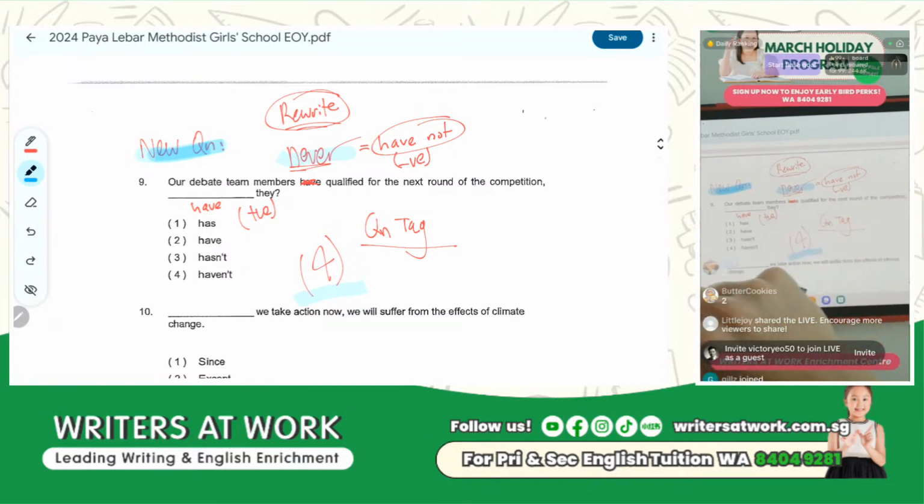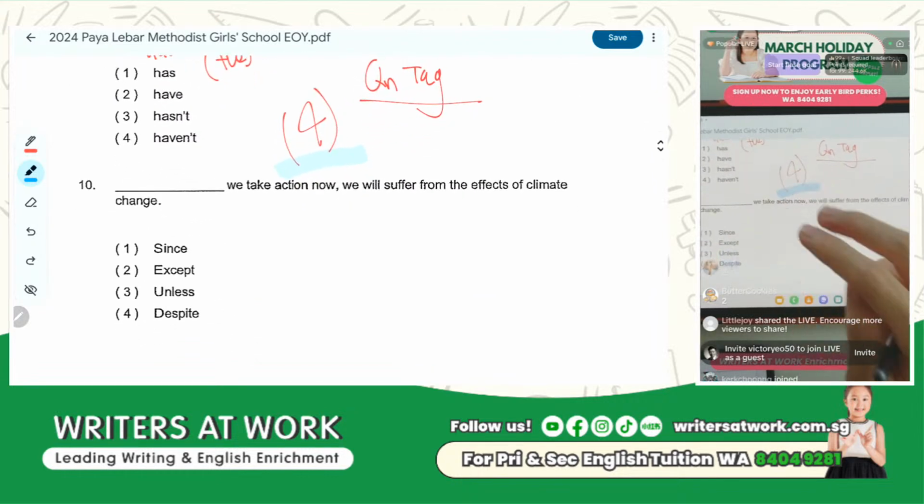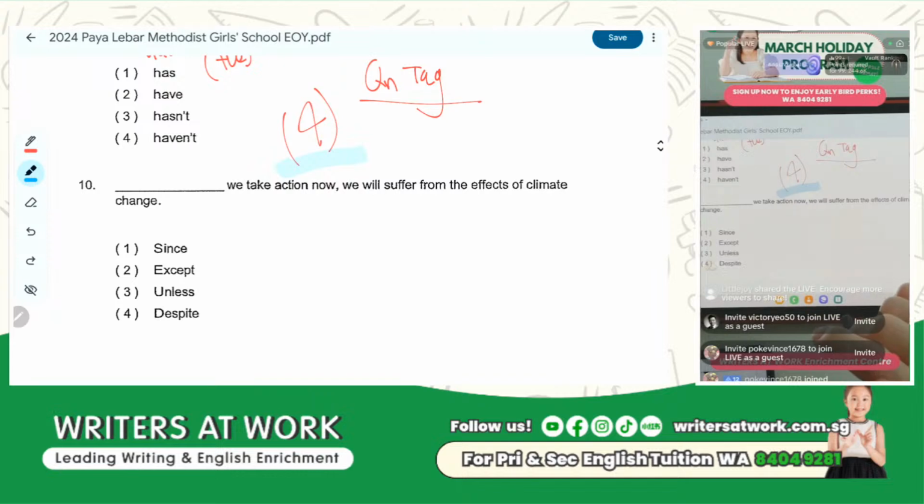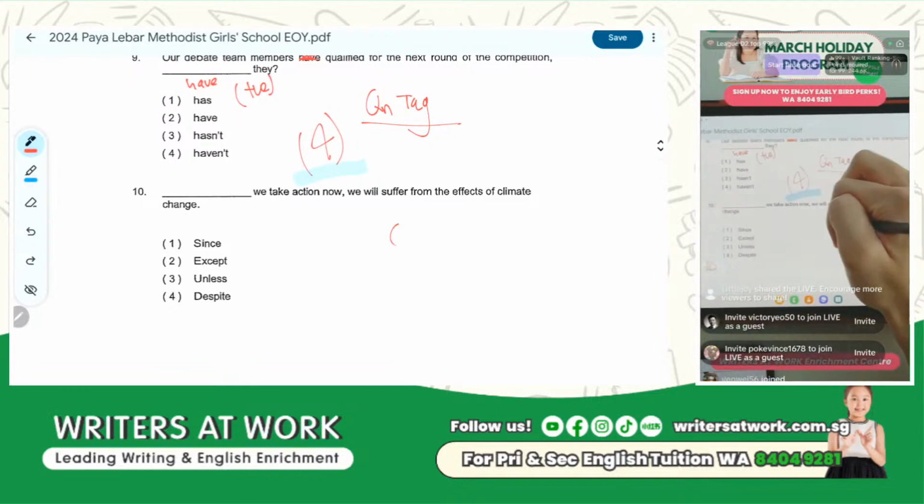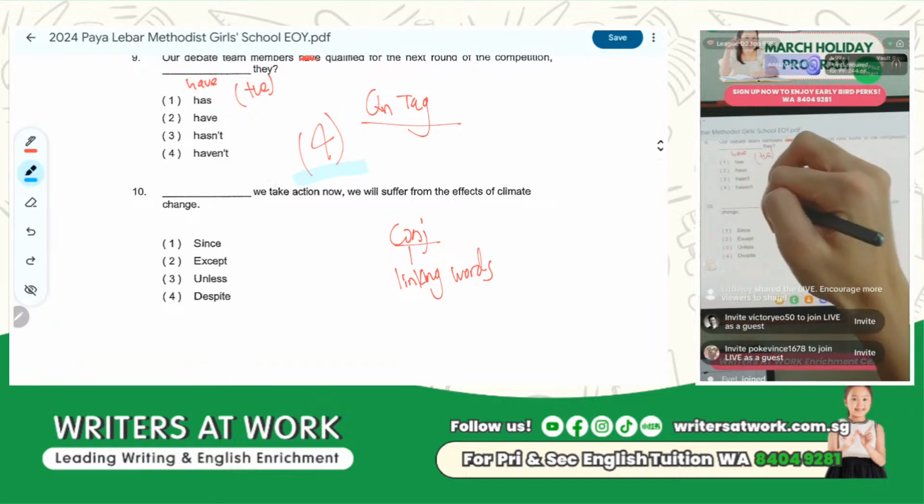Alright, let's take a look at question 10 now. Dash we take action now, we will suffer from the effects of climate change. This question tests you on conjunctions. Now, conjunctions are basically linking words. They will combine two or more information in one sentence together. You can see that the keyword is take action now.